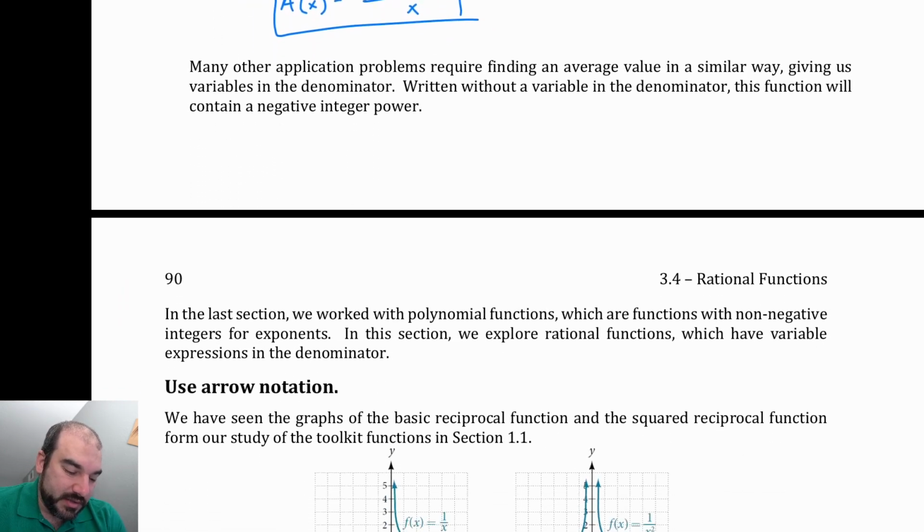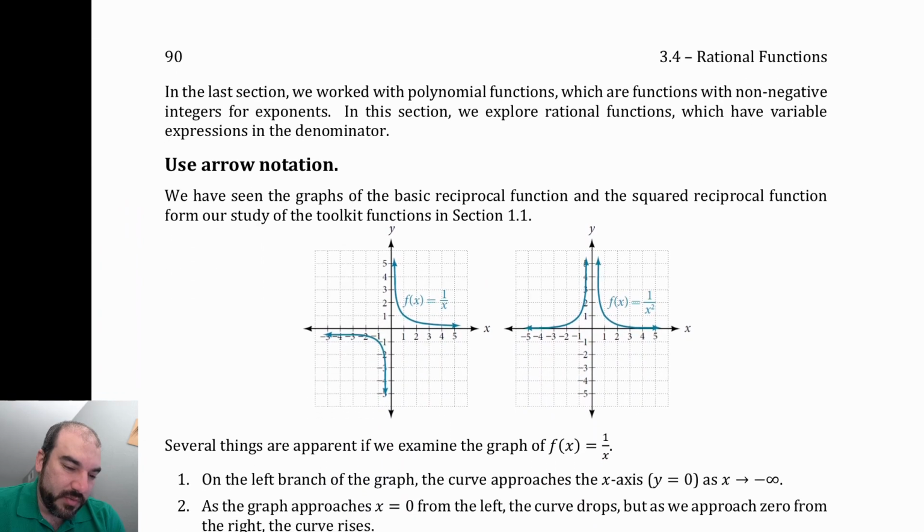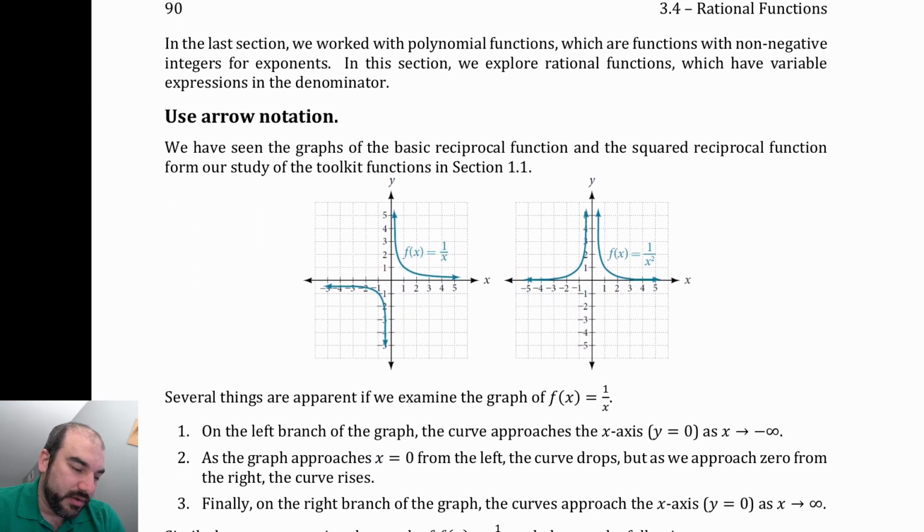Okay, so in the next page, what are we doing here? Use arrow notation. We've seen the graphs of the basic reciprocal function, 1 over x and 1 over x squared.